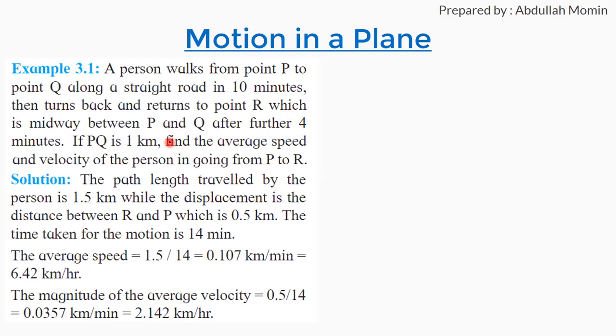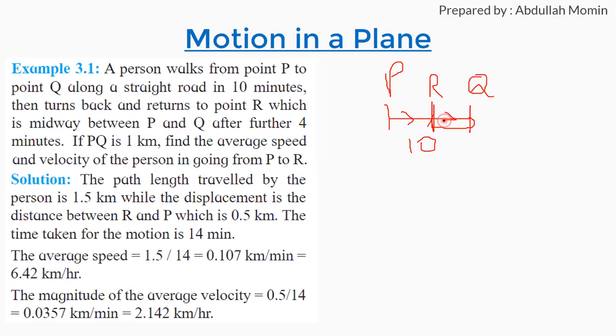Now we are going to solve an example, that is example number 3.1 from your textbook. A person walks from point P to point Q along a straight road in 10 minutes. Suppose this is point P, this is point Q, and this distance is covered in 10 minutes. Then the person turns back and returns to point R, which is midway between points P and Q, after a further 4 minutes.